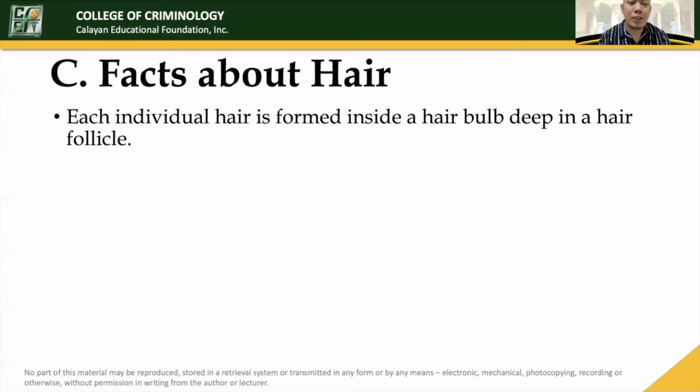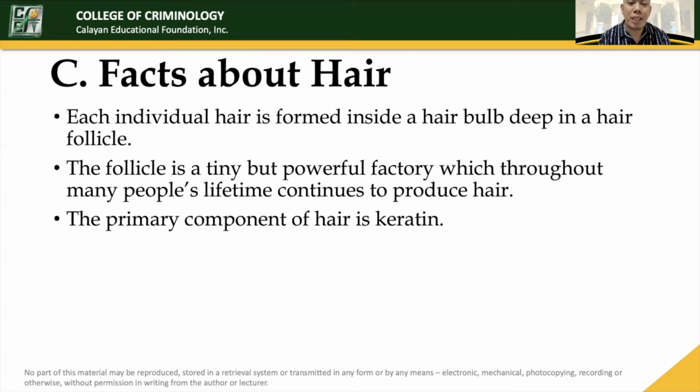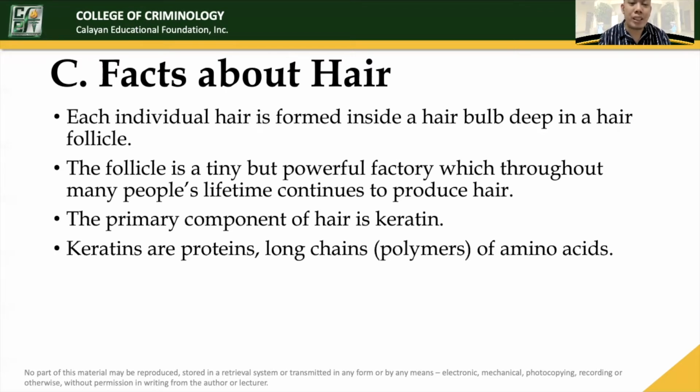So, facts about hair. So, each individual hair is formed inside a hair bulb deep in the hair follicle. So, the follicle is a tiny but powerful factory which throughout many people's lifetime continues to produce hair. And the primary component of hair is keratin. Okay, so it is also the keratin that allows us to become waterproof. Kaya kahit maligo tayo or maglublob tayo sa swimming pool or sa ilog, hindi natin na-absorb yung water. Okay? So it is because of the keratin. And that keratin composes also the hair of a human person. So keratins are proteins, long chains, polymers of amino acid.